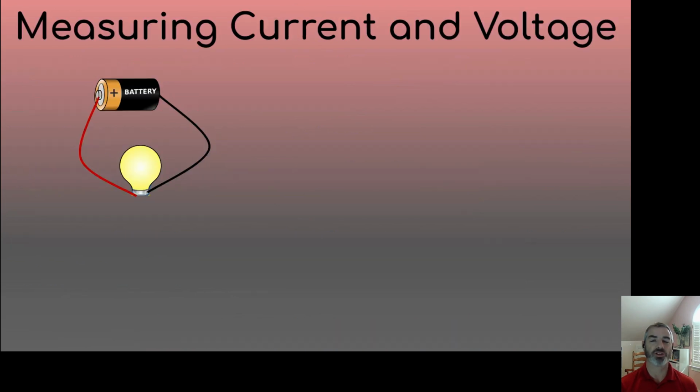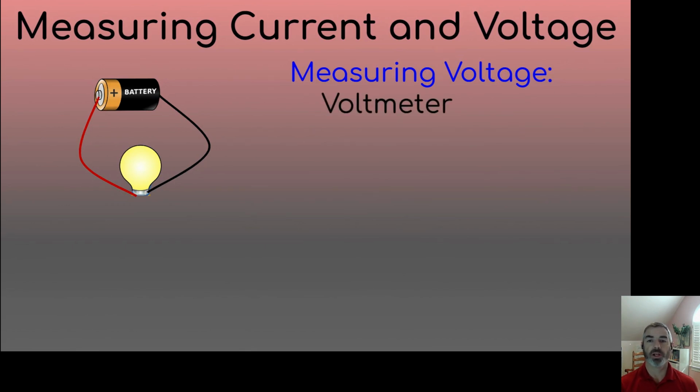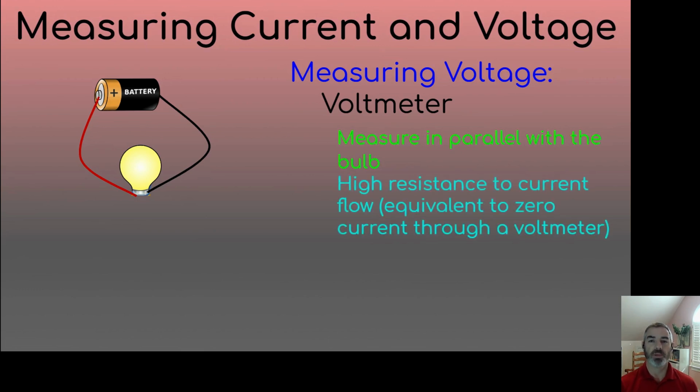So we're going to talk about measuring current and voltage. We're going to look at our simple circuit with a battery and a light bulb. We're going to start by measuring voltage, and voltage is measured with a voltmeter. Now a voltmeter has to be set up in parallel with the bulb that is being read for potential because it has a very high resistance to current flow, and basically the current through it is equivalent to zero, so it's as if it's not even set up in the circuit. So we'd hook it up like this to measure the potential.